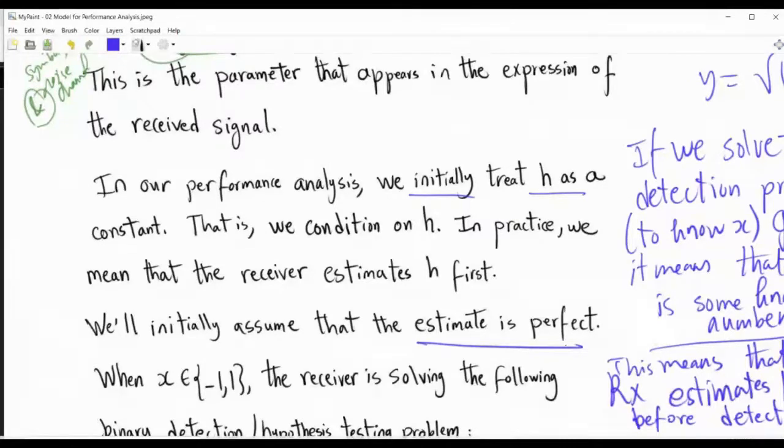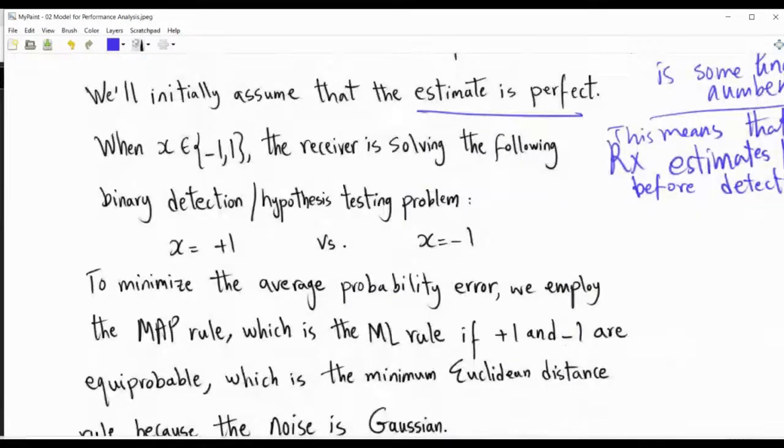Suppose that X is binary PSK. If it's binary PSK, then we are basically solving a binary hypothesis testing problem. We are asking ourselves the question: X is +1 or X is -1. We want to minimize the average probability of error, so we'll go for the MAP rule.